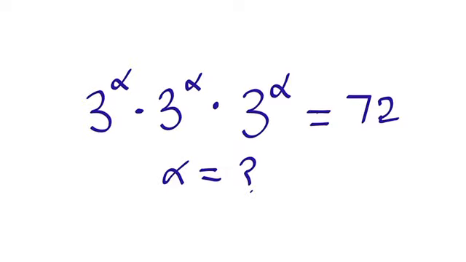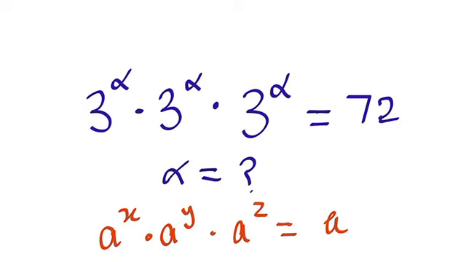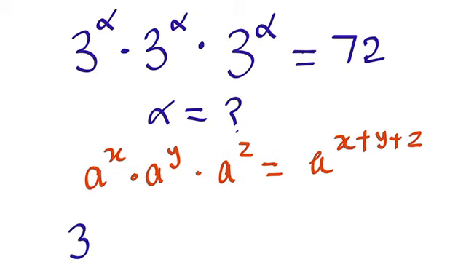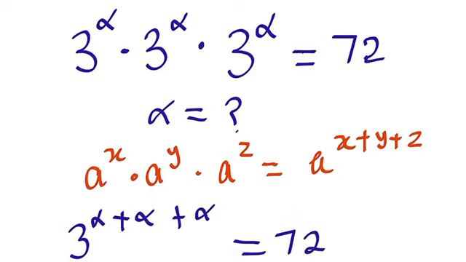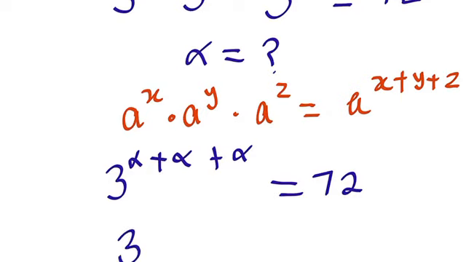So what you're going to do now is that you should recall when you have something like a to the power of x multiplied by a to the power of y multiplied by a to the power of z. From the law of indices, you know this will be a raised to the power of x plus y plus z. All right, so that's what we're going to apply here. So we're going to have 3 to the power of alpha plus alpha plus alpha, then this will be 72. So from there we're going to have 3 to the power of alpha plus alpha plus alpha. This is going to give us 3 alpha.